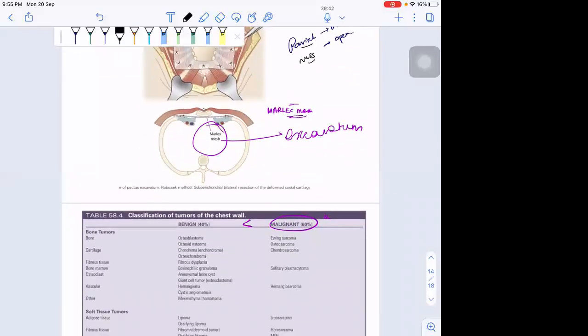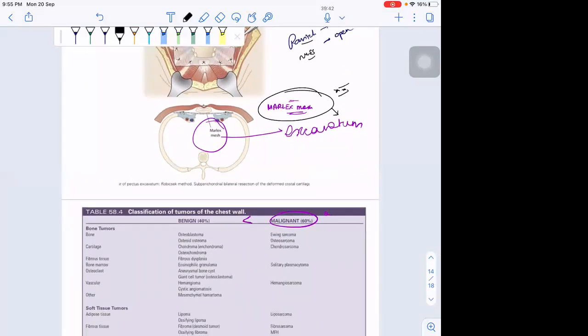That mesh name is called Marvelous mesh. So Marvelous mesh they will ask. There they will use a Marvelous mesh, which they will keep especially for pectus excavatum repair.